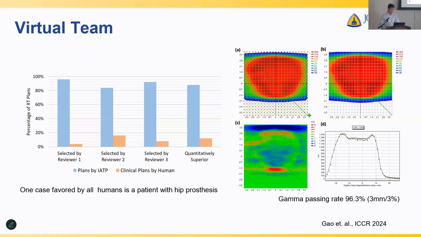One last plot shows that, as a standard quality assurance process, we have to run all these plans through quality assurance to make sure they are deliverable in the clinic so that we can use them to treat patients. The plans that we generated by the computer all passed the standard quality assurance process, indicating that these plans are ready to be used in the clinic. That's the last step that we have to verify.